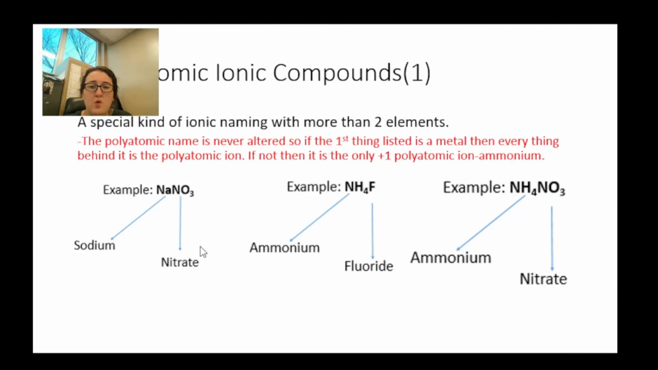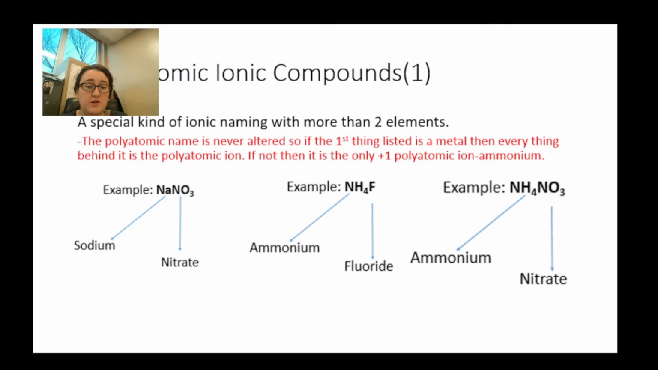Next, note that these are some examples of polyatomic naming. Really, polyatomic naming is just a special kind of ionic naming. This is where you have any compound that has more than just two elements. Note, like I did say a minute ago, the polyatomic name never changes, regardless of if it's the first ion or the second ion. If we started changing polyatomic names, we'd stop being able to recognize them as polyatomic.